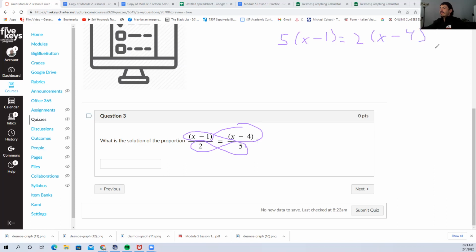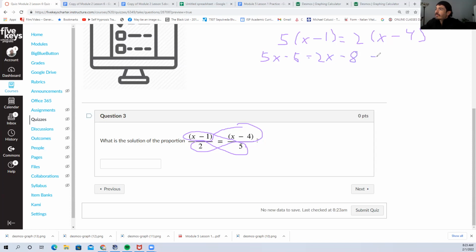And yeah, if you're looking at this and thinking there are so many ways of solving it, you're right. But I do think that this is the simplest. So I'm going to distribute into these parentheses. This becomes 5x minus 5. And this becomes 2x minus 8.